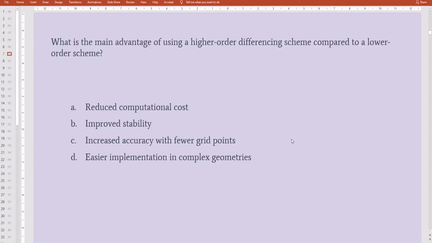Going on to the next question. What is the main advantage of using a higher order differencing scheme compared to a lower order scheme? In our 5th week videos, we have also discussed higher order differencing schemes. Options are option A reduced computational cost, option B improved stability, option C increased accuracy with fewer grid points, option D easier implementation in complex geometries. You can inbox your answer.